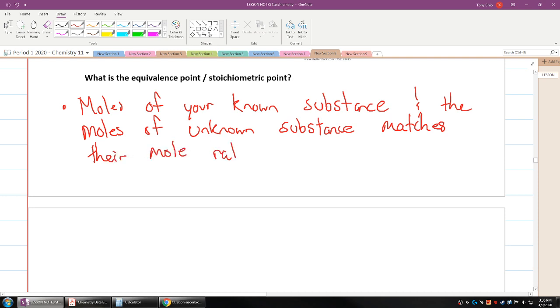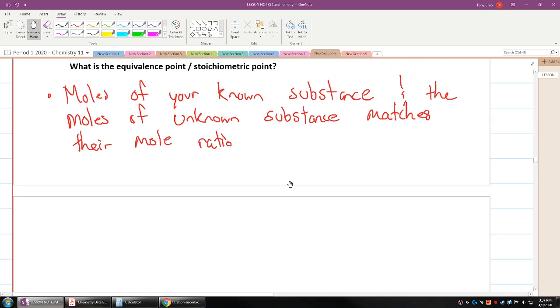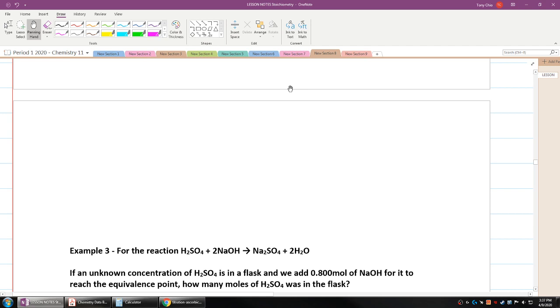So what that means is you will reach the equivalence point when that solution changes color because of the indicator. It will happen when the mole ratio is met, and that is why you need a balanced equation. So let's flip the page of your notes and let's look at an example of this.